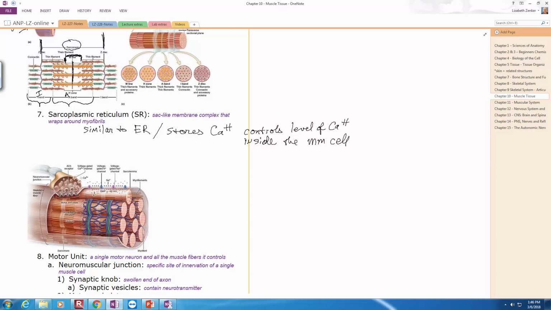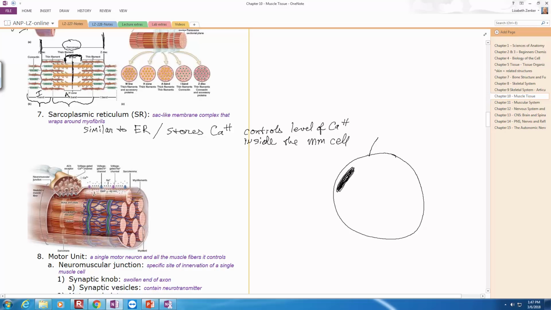So let's do a little picture or diagram here. I'm going to do a very simplistic drawing of what happens with the sarcoplasmic reticulum. If I have one muscle cell, it'll have its nucleus, and the nuclei are off to the side. Technically it's skeletal muscle, so we could have multi-nucleate, don't forget.